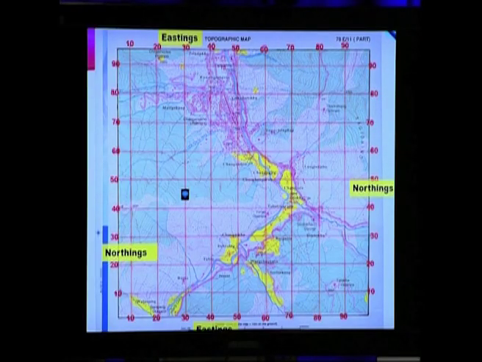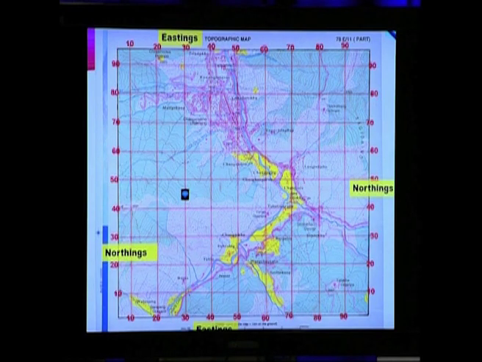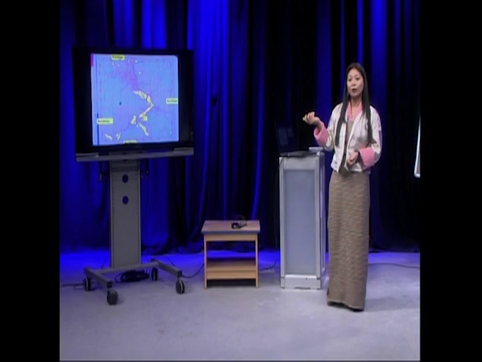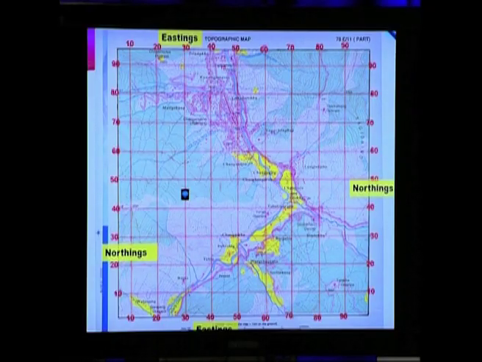The same way, now let's look at the four-figure grid for the particular feature given on the map. If you look for the easting, which easting is it on? It's on the easting 30. And if you look for the northing below, the northing is 40. So the four-figure grid is 30, 40.